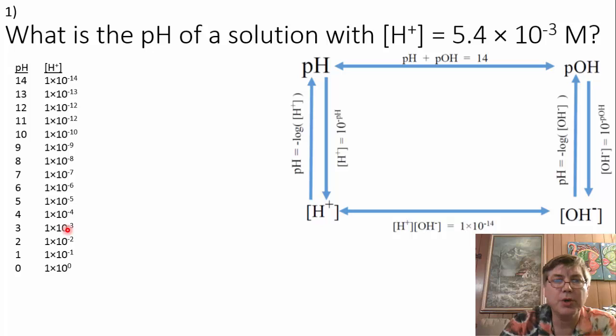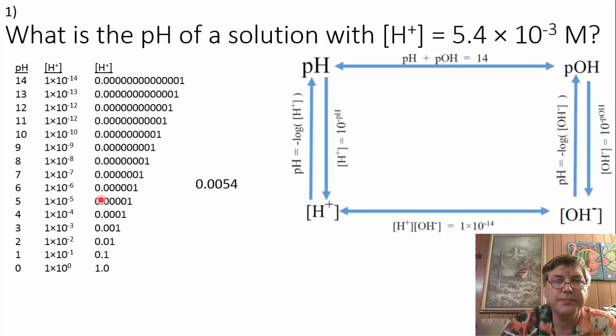We can write it in decimal notation like this, and it's a little bit easier to see, 0.0054. Let's do all of these in decimal notation, and let's find the one that's closest. 1 times 10 to the negative 3 is 0.001. Where does this fall in relation to this list? Well, it falls right about here.